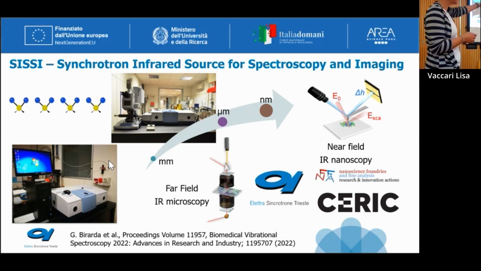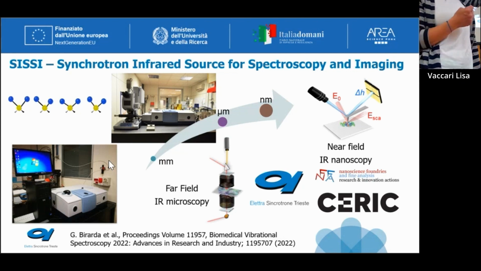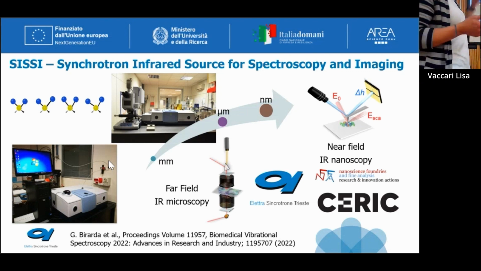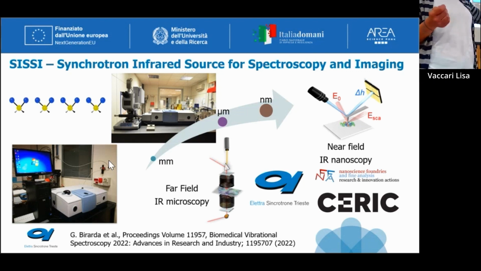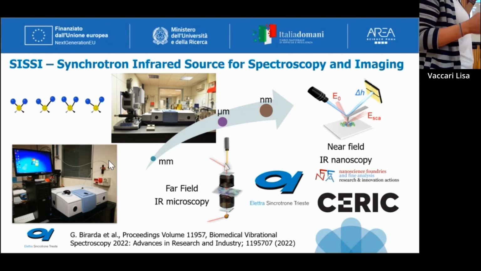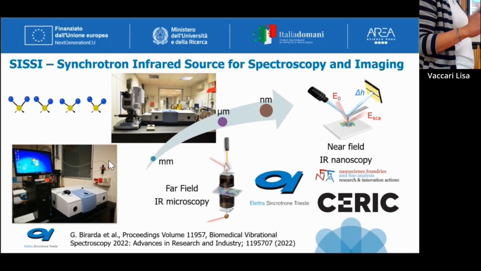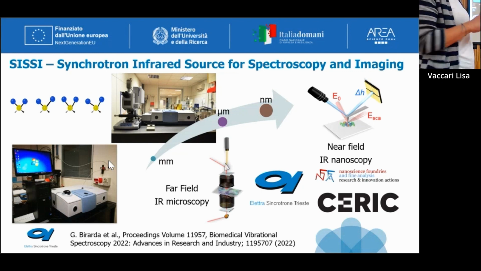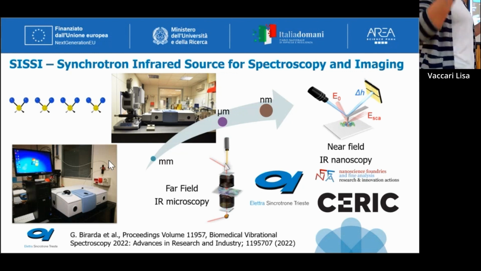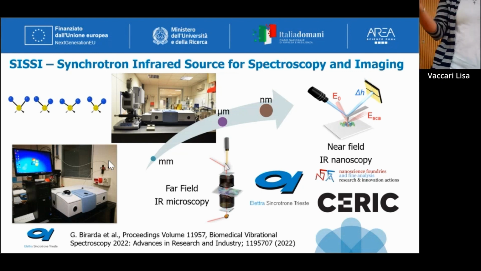Our entry points are, obviously, Elettra, because we are in Elettra, but we have also an entry point through CERIC, and also more recently an entry point through NFFA, that is also the subject of another PRP project area, is not leading in this case, but participating.